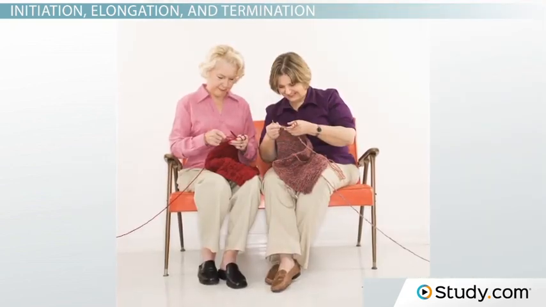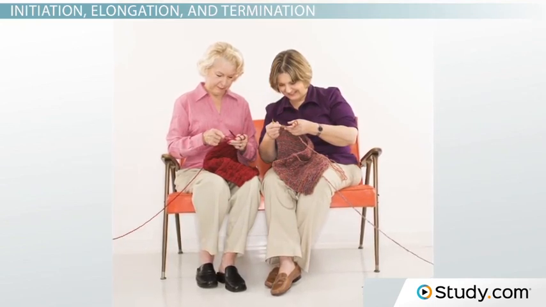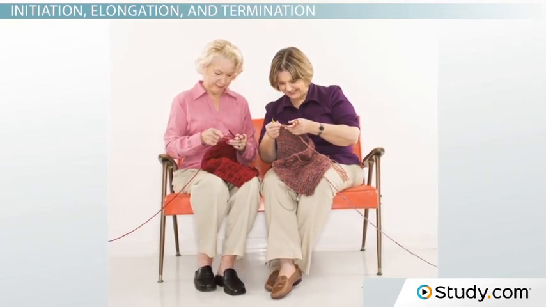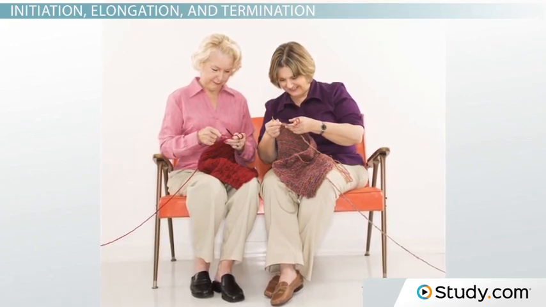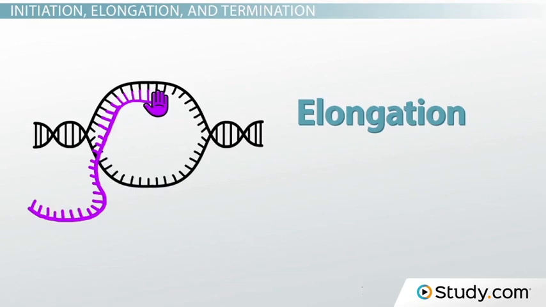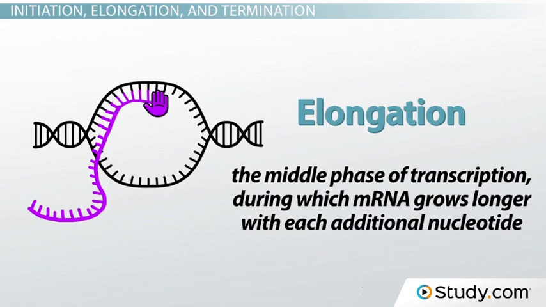You can think of it like a person knitting a scarf. As the knitter creates more and more length of fabric, the front of the scarf trails off to the side of the person's lap. Anyway, this whole phase of transcription is called elongation, because the mRNA strand elongates as transcription continues down the length of the gene. So elongation is the middle phase of transcription, during which mRNA grows longer with each additional nucleotide.